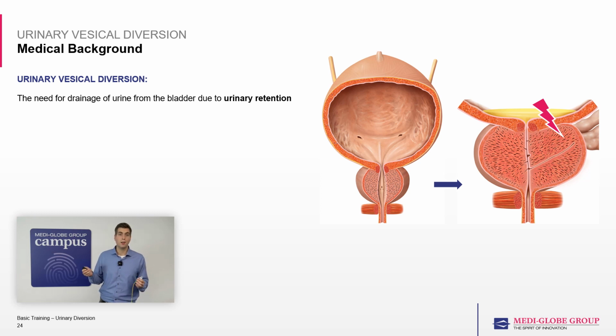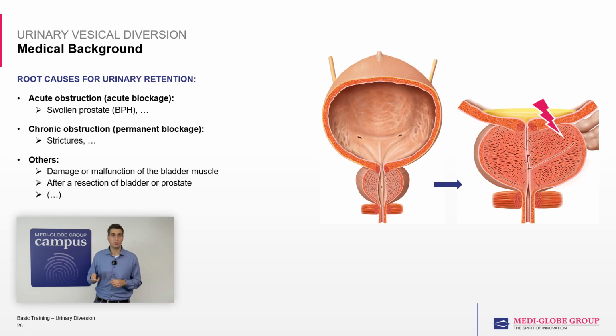Now we're done with the very first part, which was the drainage from the kidney directly. Now we're talking about our range for the so-called urinary vesical diversion. That means the drainage directly from the bladder of the human body. And again, why do we need solutions for the so-called vesical diversion? Again, when we have the need to drain the urine due to a urinary retention.